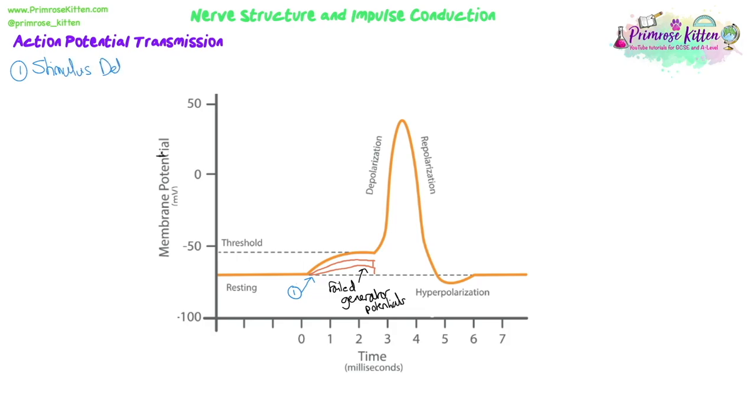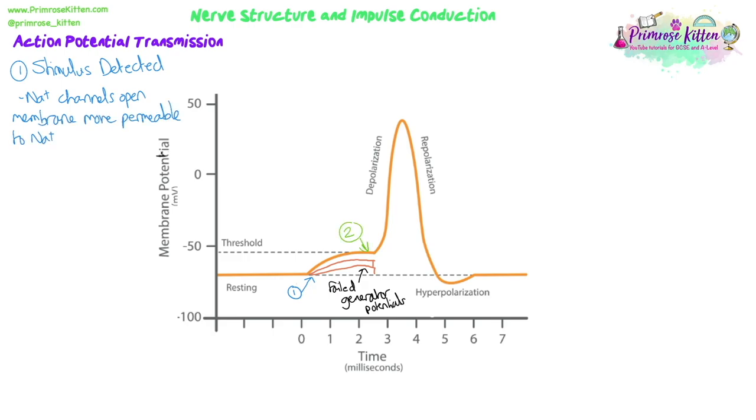So at point one, when we see the membrane potential start to rise above resting potential, it's because a stimulus has been detected. So the sodium ion channels are going to open and the membrane is going to become more permeable to sodium, so the sodium ions will start to diffuse into the axon and into the neuron. And so that's going to start making our membrane potential less negative or more positive, whichever way around you want to say it.